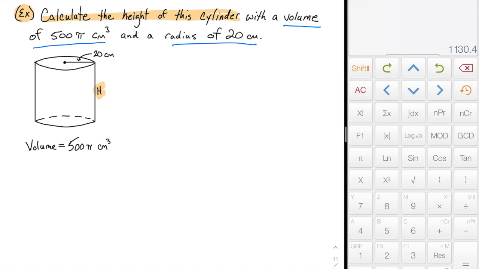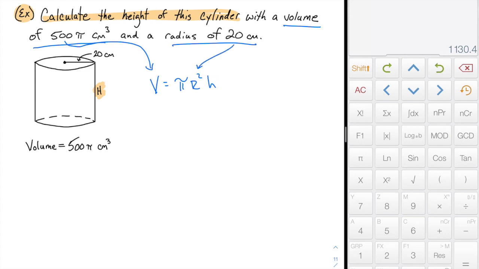The only thing I know is the volume formula is pi r squared h. And I know that it gave me some information. I know that the volume was 500 pi, so it gave me an exact answer. It gave me the radius was 20.